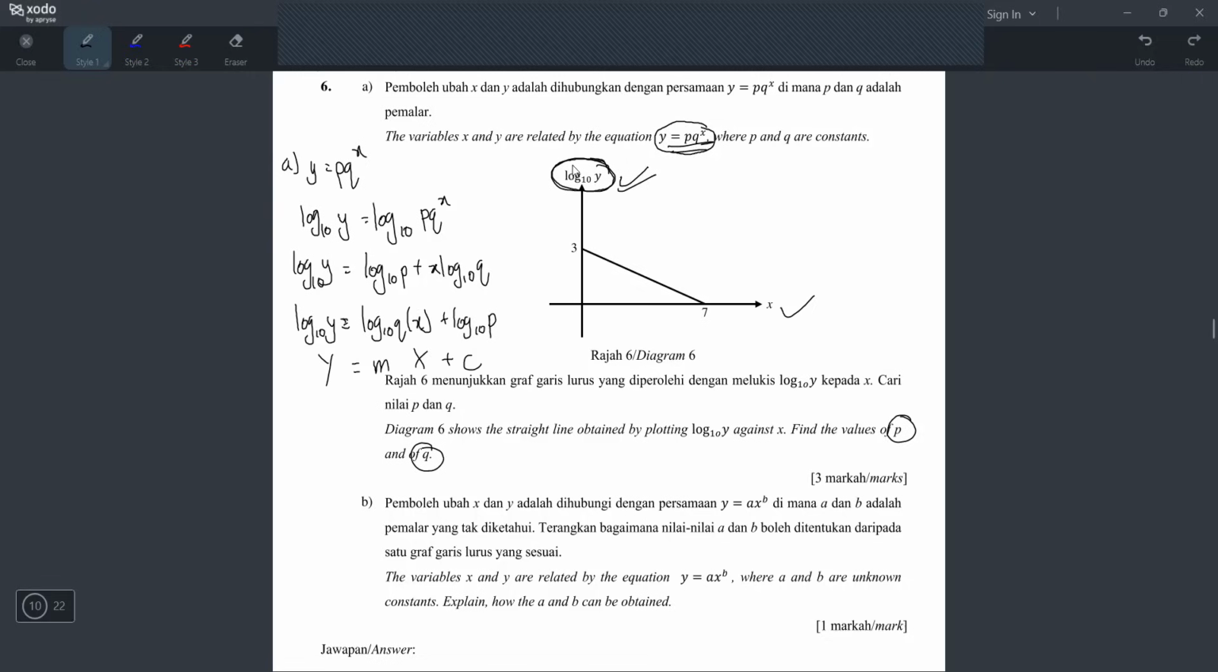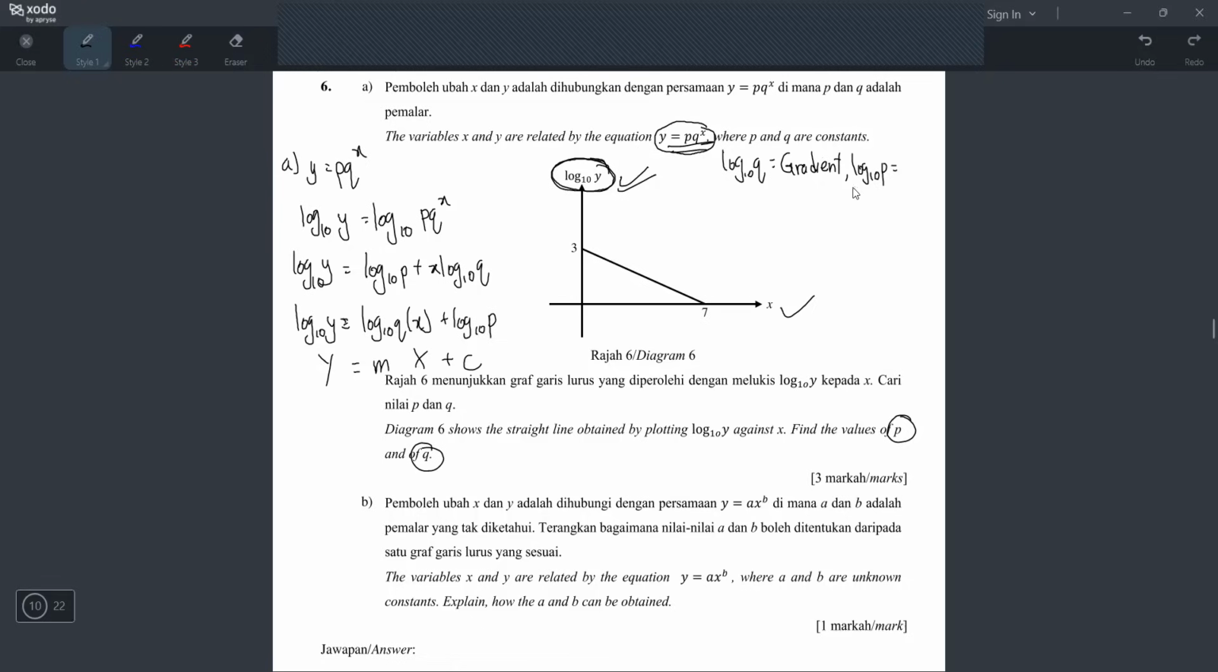Make sure your equation equals the y-axis. All right. I already changed to linear form. Now I can find p and q. Okay. How to find p and q? I already told you log q is the gradient, right? So I think I will continue here because I don't have space. So I'll just write log q is the gradient, right? Log 10q is the gradient, right? And then what about the y-intercept? Not p, not p, it is the whole thing. So log p is the y-intercept, all right?